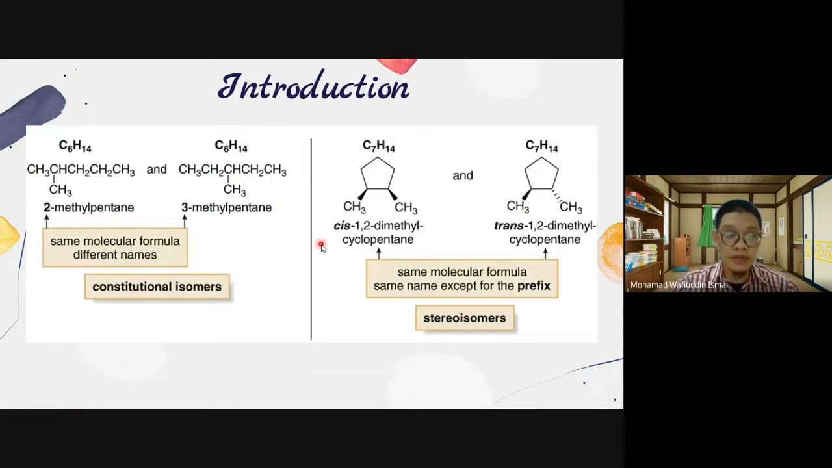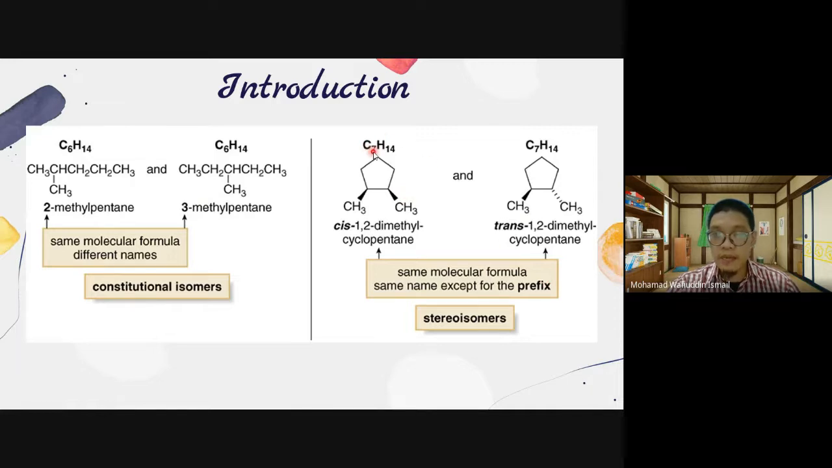So here we have some introductory examples. This is an example of constitutional isomers. Look here, they have the same number of carbon and the same number of hydrogen, but actually they are different, because here there is 2-methylpentane and another one is 3-methylpentane. So actually they are very different molecules, meaning they have different properties and different chemical reactions. So basically they are different in terms of isomers.